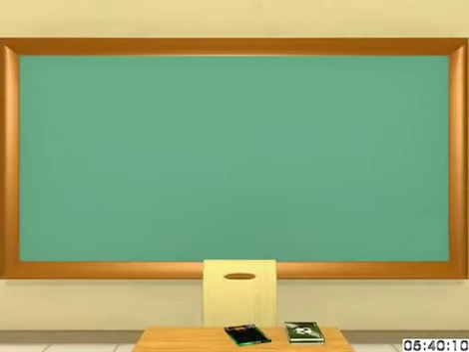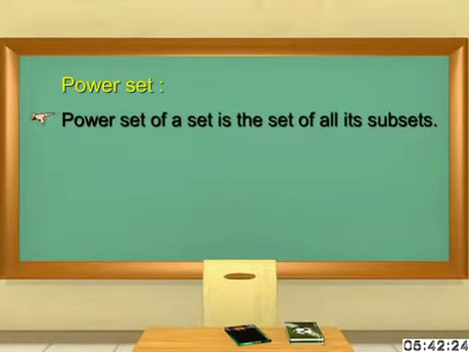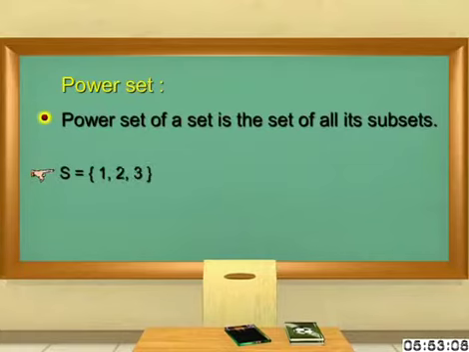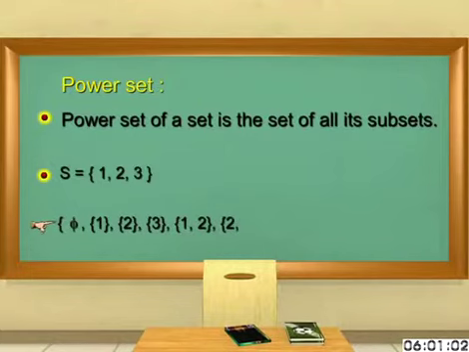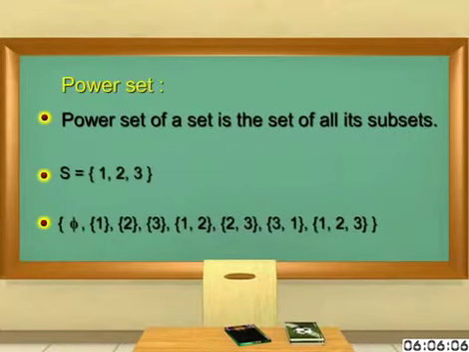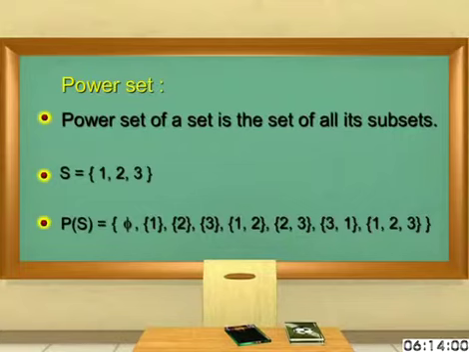Ever heard of a set of sets? Such a set of sets is called a power set. To be exact, the power set of a set is the set of all its subsets. Let S be the set containing the elements 1, 2 and 3. Now the subsets formed from the set are phi, {1}, {2}, {3}, {1, 2}, {2, 3}, {3, 1} and {1, 2, 3}. Hence the set formed by all these subsets is the power set of set S and is denoted by P(S).